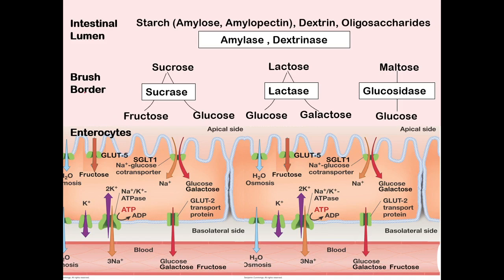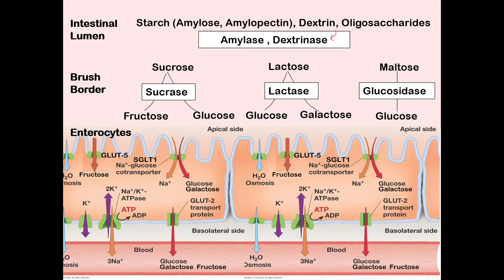So, in the small intestine natin, ito yung scenario. In the intestinal lumen natin, yung ating mga starch like amylose and amylopectin and dextrin and oligosaccharides are being acted upon by your amylase and dextrinase. Okay? Starch is being degraded by amylase. And yung dextrin natin, it is degraded by dextrinase.